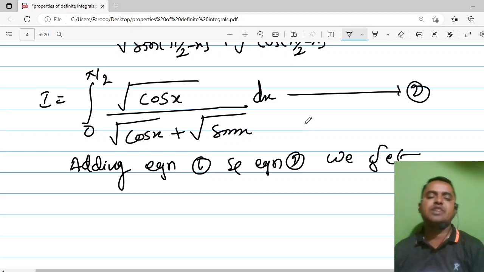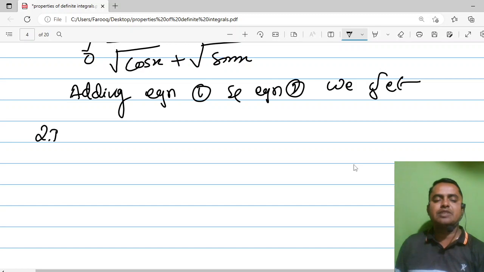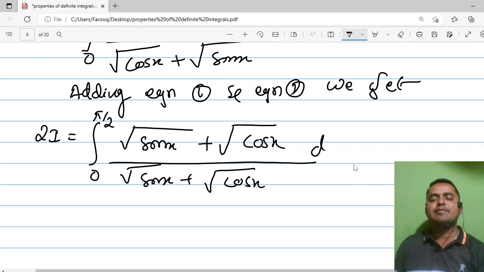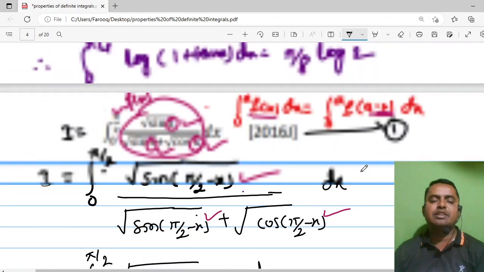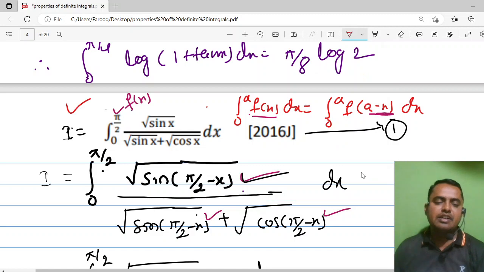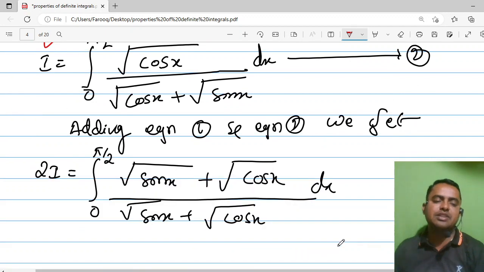Add left side to left side and right side to right side, that is I plus I. In the left hand side, both equation 1 and 2 have I, so I plus I is 2I. What is common here, 0 to 5 by 2 is common, root of sin x plus root of cos x. The denominator is the same for both equations 1 and 2. See here, I will show you once again.